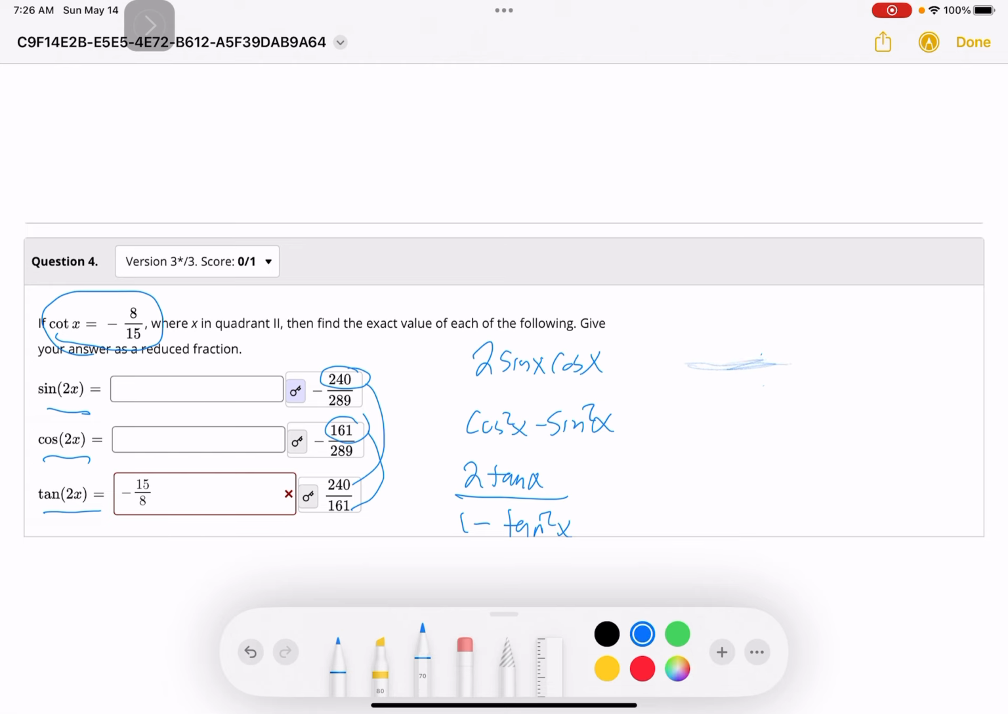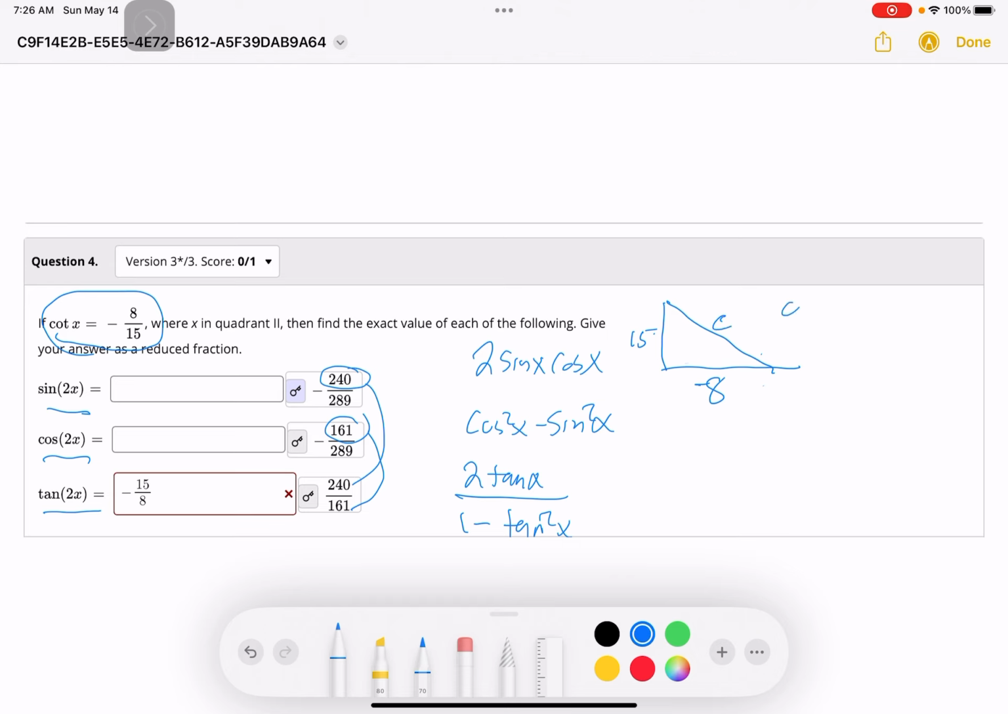Wrong pencil. There we go. There, we'll make the x negative. So make that negative 15, make this 8. Because remember cosine, or cotangent, I should say, it's the other way around. It's the adjacent over opposite. And we want to find the hypotenuse.